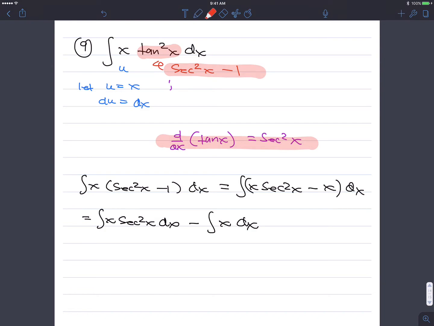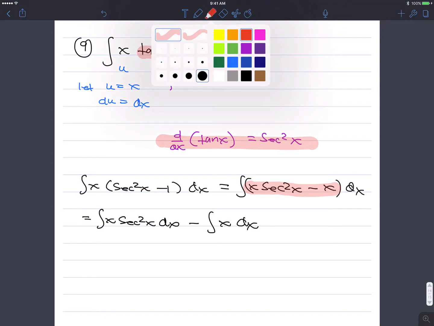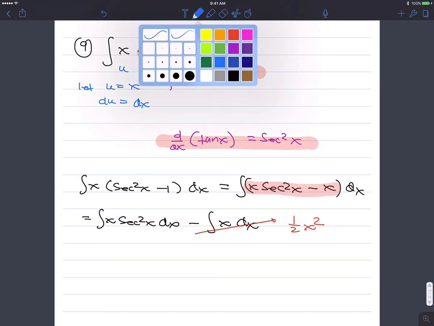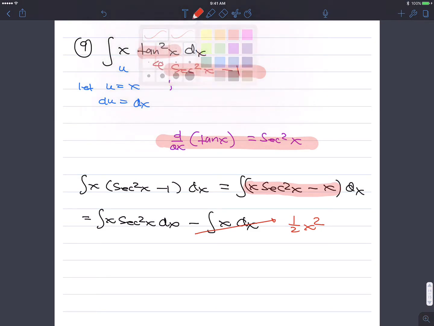On the right, I have the difference of two functions. I could simply integrate them separately. So if you notice the right-hand side over here, this integral is 1/2 x squared. That's easier to do. Now here's what I'm getting at. The second integral, we're going to have to use IBP, integration by parts.